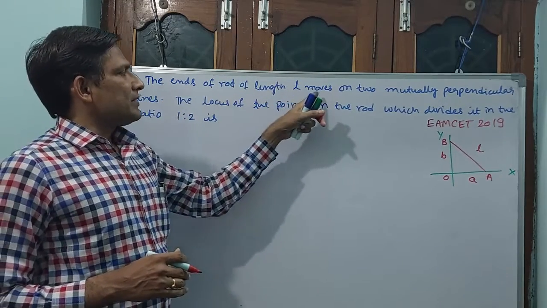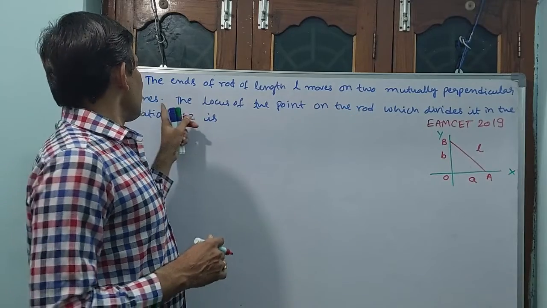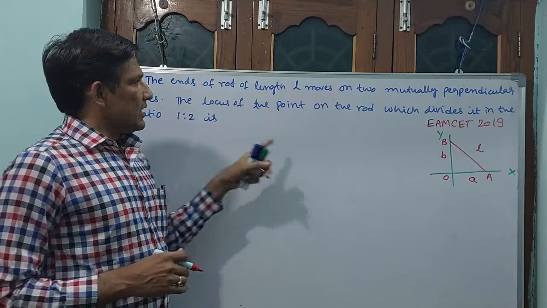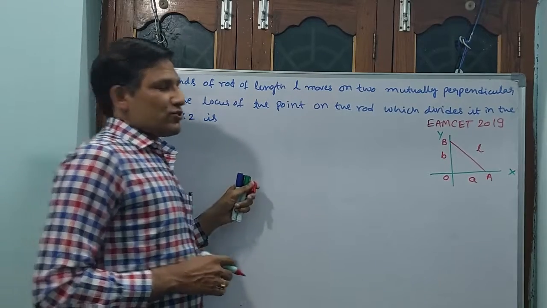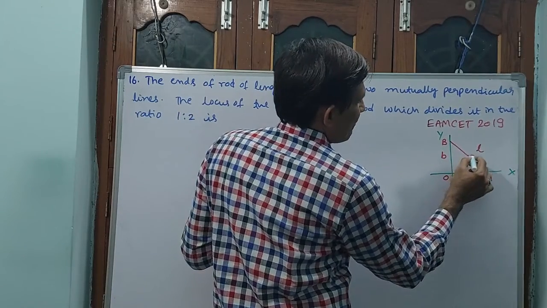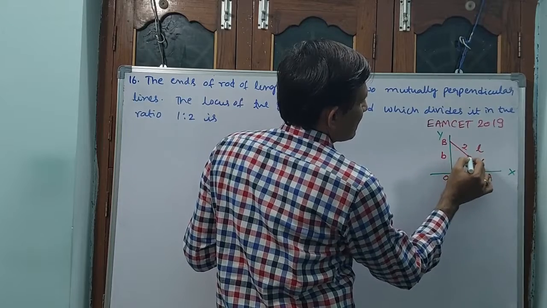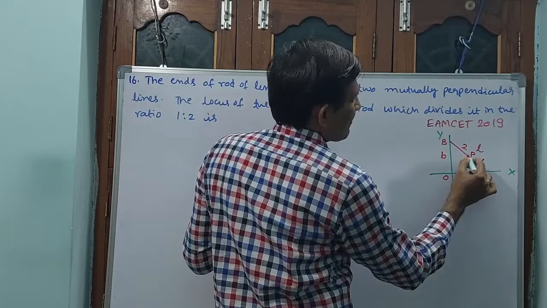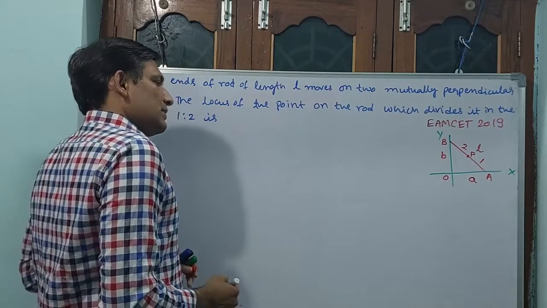Come back again. The ends of a rod of length L move on two mutually perpendicular lines. The locus of the point on the rod which divides it in the ratio 1:2. That is very important. 1:2 means you have to take it like this. This may be the point P, and we have to find the locus of this point.